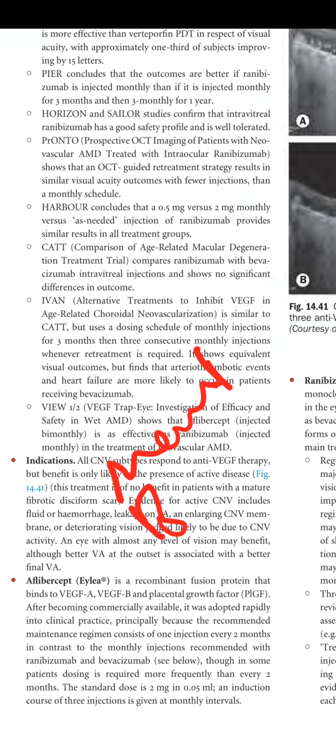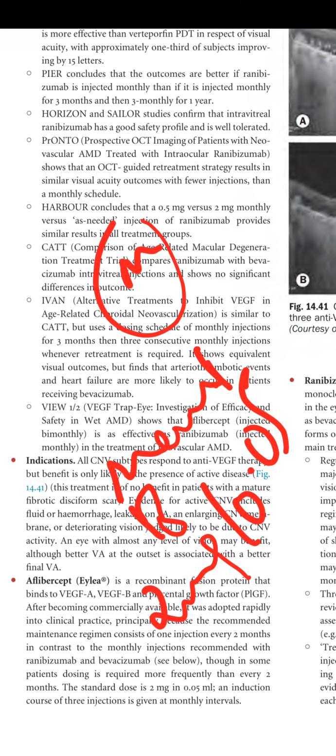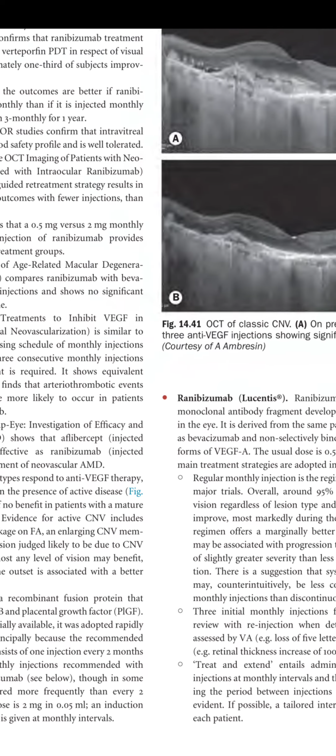This is in contrast to the monthly injections recommended with ranibizumab and bevacizumab, though in some patients dosing is required more frequently than every 2 months. The standard dose is 2 milligram in 0.05 ml, and an induction course of 3 doses is given at monthly intervals. So the induction course is usually monthly for 3 months.